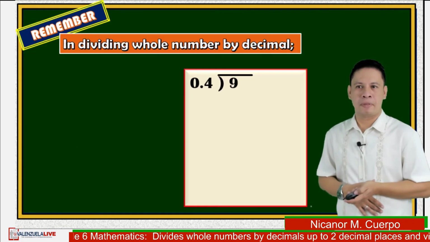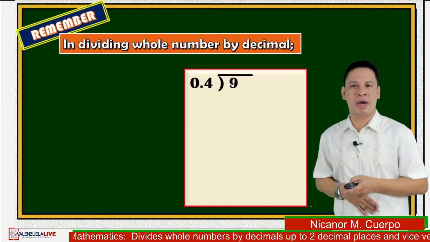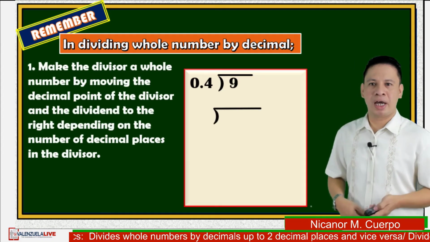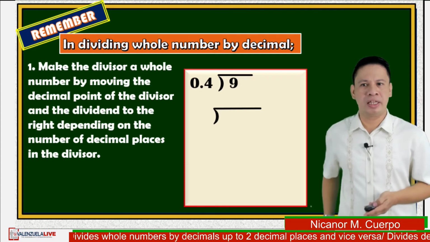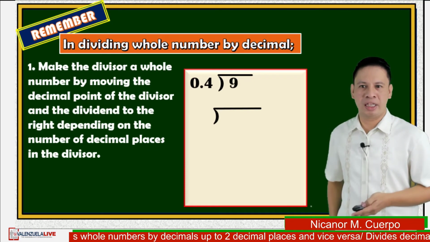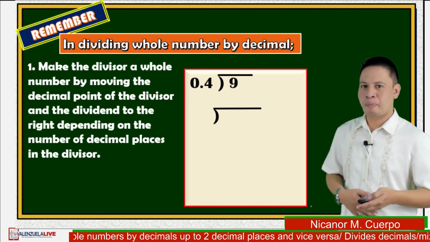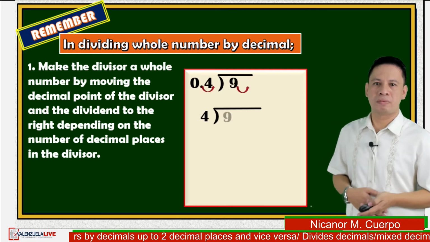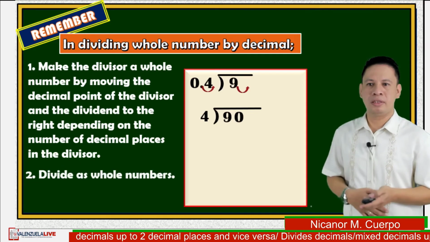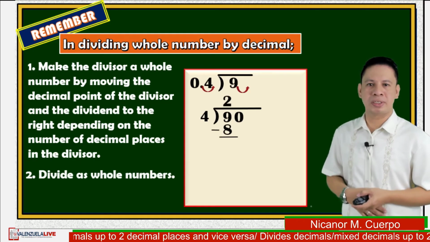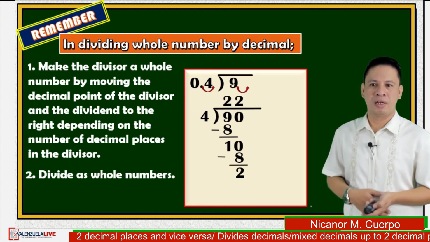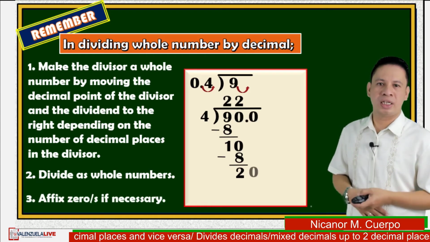Okay. So remember class, in dividing whole number by decimal, make the divisor a whole number by moving the decimal point of the divisor and the dividend to the right depending on the number of decimal places in the divisor. And then, divide as whole numbers. Affix 0 if necessary.